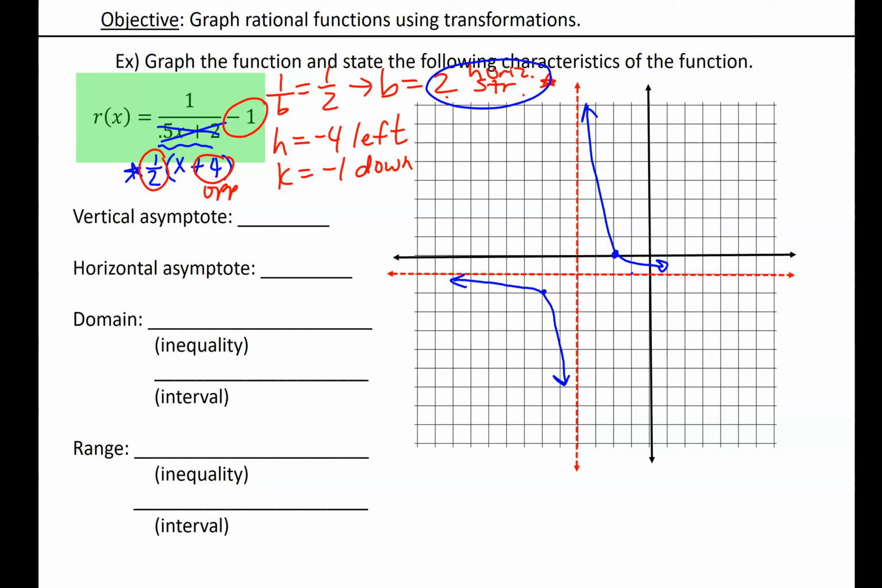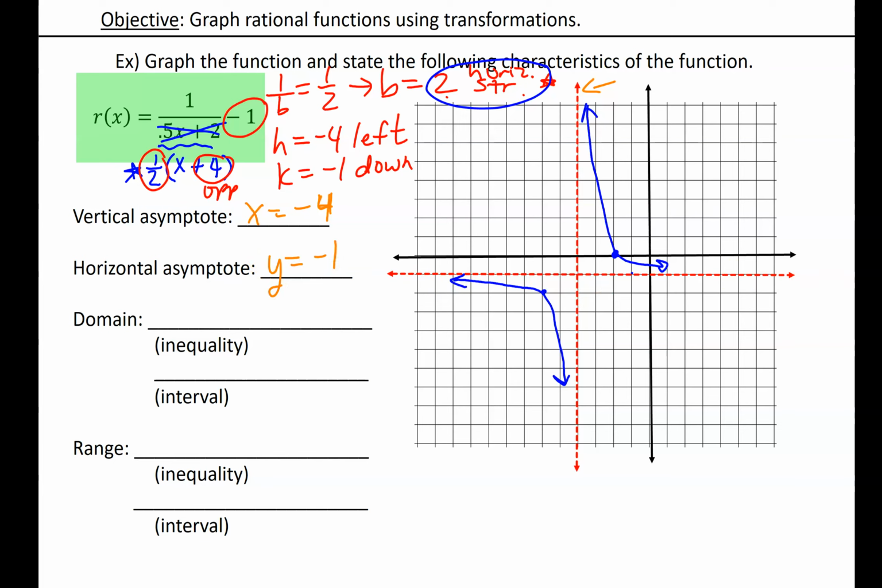All right, to finish up the problem, our characteristics. The vertical asymptote, which is here, is defined again by all of its x values, which are all -4. So we get x equals -4. Horizontal asymptote, defined by all of its y values, which are all -1. So we get y equals -1.